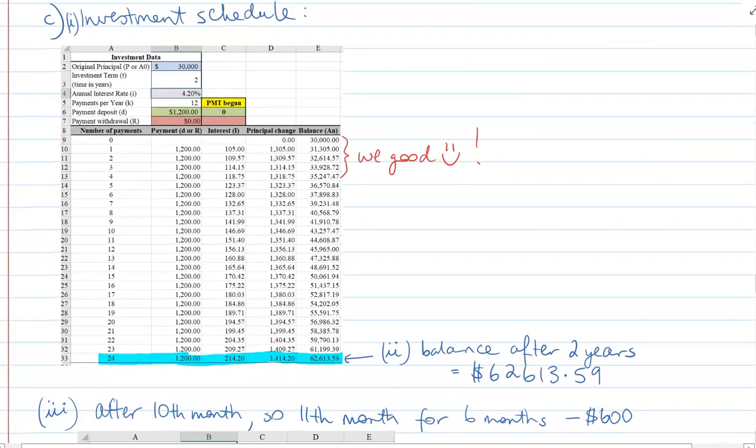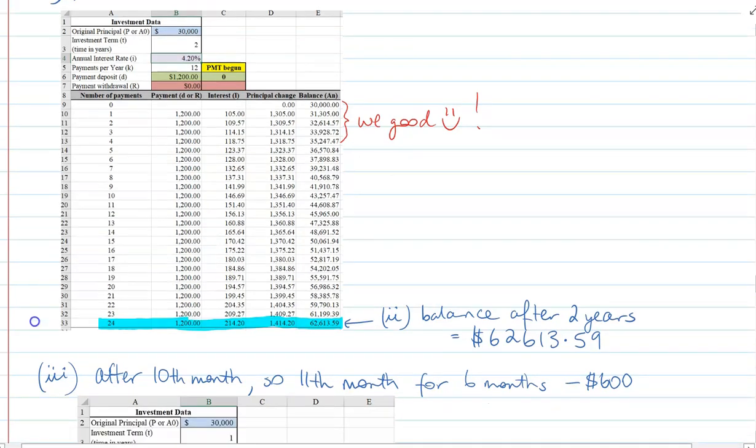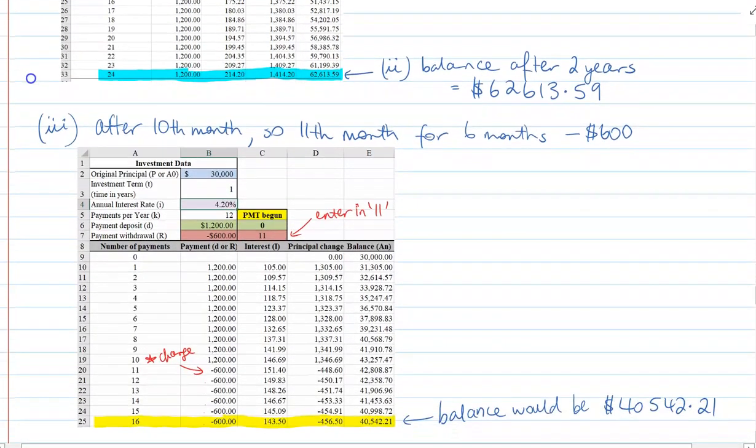And for part 2, we want to know the balance after 2 years, which was $62,613.59. So that's just during a deposit phase. After the 10th month for part 3, we're entering into a withdrawal phase at the 11th month. So at the end of 6 months after that, so we're into the 16th month, the balance would be $40,542.21. So it's eaten into her investment savings.